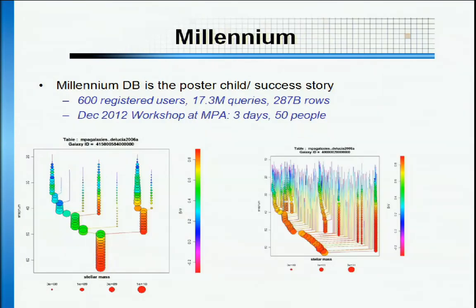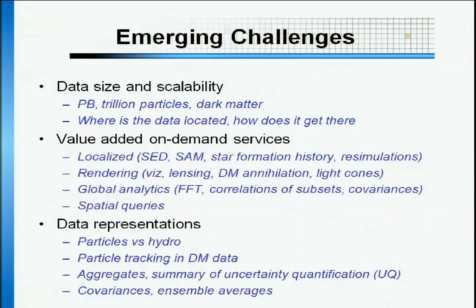Okay, and in the Millennium, what was really remarkable, Richard was there in December, there was a 3-day workshop in Garching about the usages of the Millennium database. On the Millennium database, there were 600 registered users at that time, 17 million queries, 287 billion rows, and I think about 1,200 refereed papers written on the database over 7 years. In this workshop, there were 50 people who were all talking about innovative uses of the database, and I learned an incredible amount during that meeting.